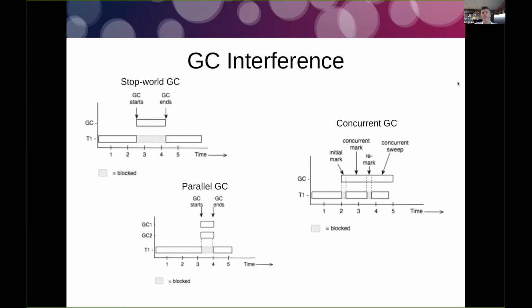Let's talk about GC interference. And we're going back in time when we talk about stop-the-world GC. This doesn't really happen anymore, but just to give you context, where it all began was that the most efficient garbage collector is one that stops all the mutating threads, all your application threads that change the heap, and does what it needs to do across the heap to collect garbage.